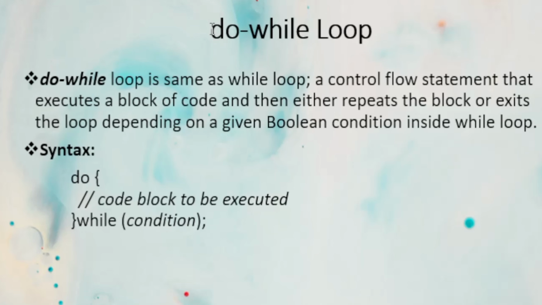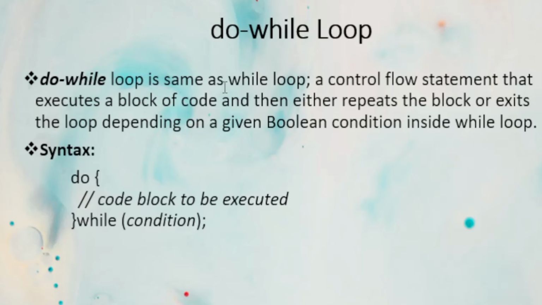Do while loop is pretty much the same as while loop. The only difference is in while loop, first of all, the compiler checks the condition and then runs the code, while in do while loop, it first of all runs the code for the first time, which is inside our curly braces, and then checks the condition. So that's the difference between while and do while loop.